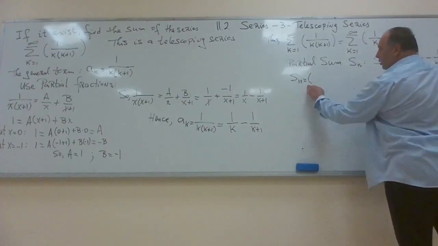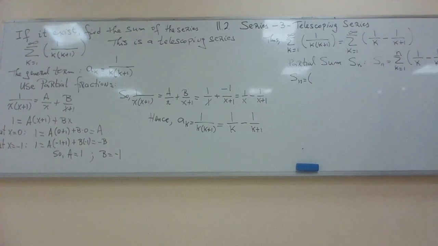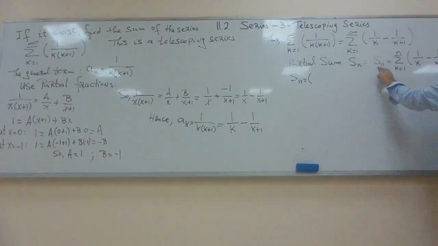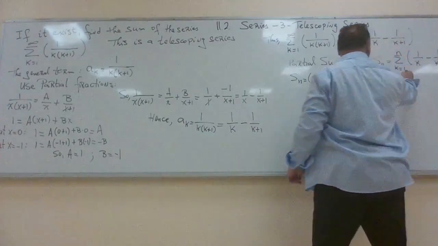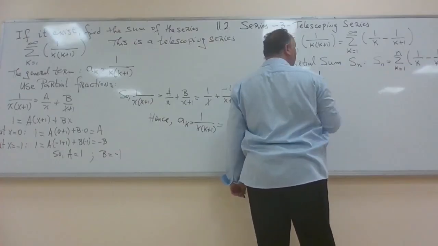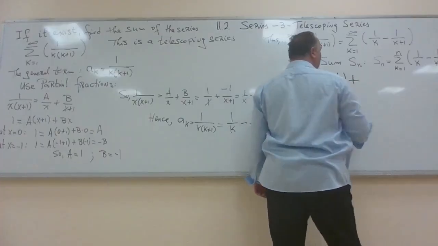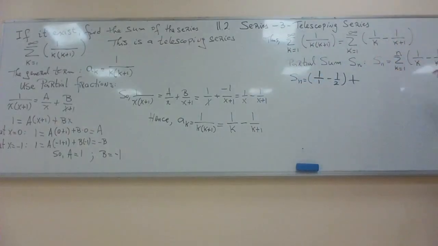So I have my partial sum s_n, and you see I'm going from 1 to n. The series itself goes to infinity, but my partial sum goes from 1 to n. Okay, so let's see what's happening here. So when k is 1, I have 1 over 1 minus 1 over 2 plus. So this is a sum of first n pieces.